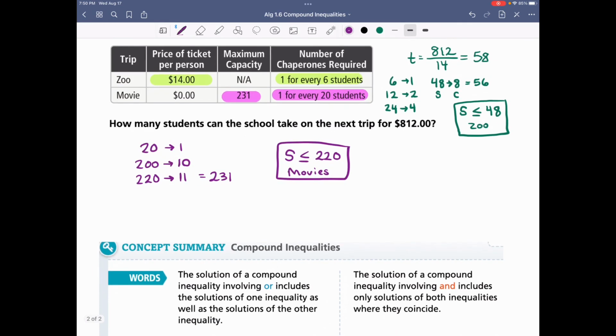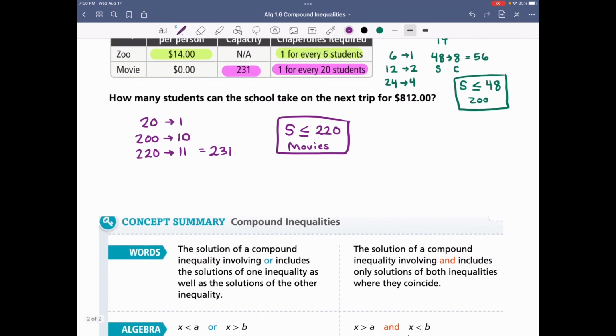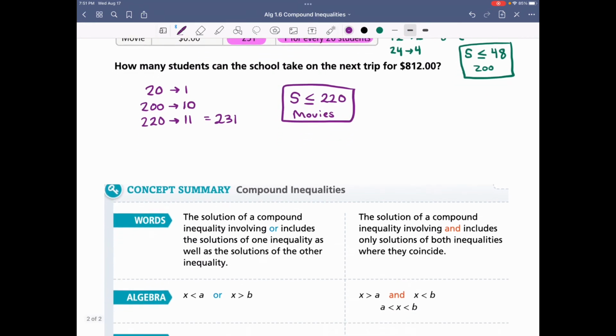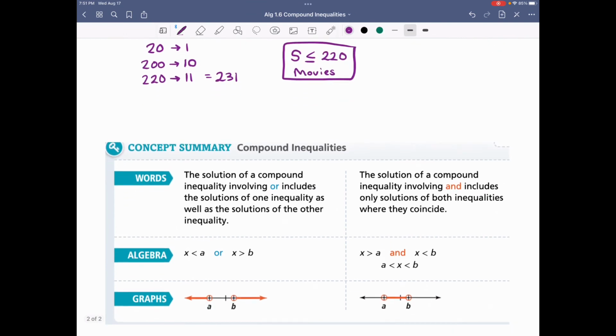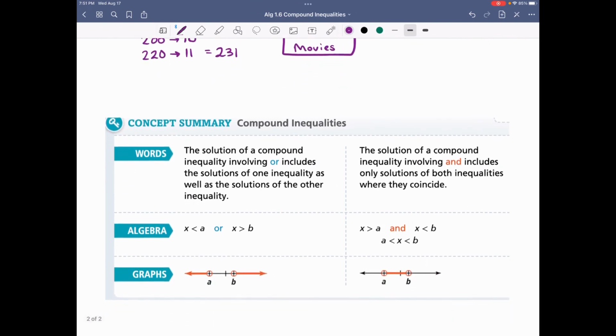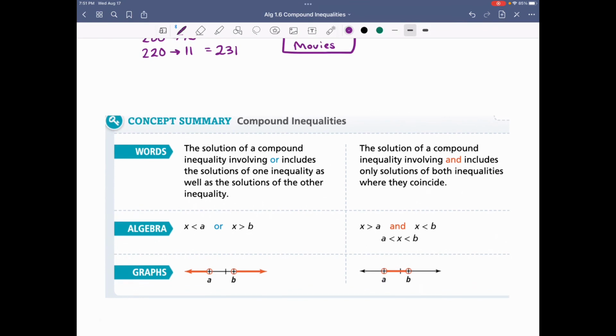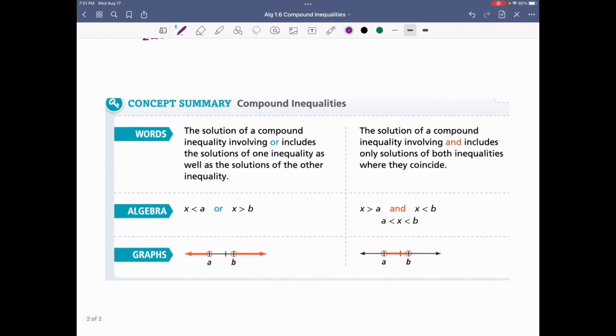And down here we have a concept summary, compound inequalities. And then the words, the solution of a compound inequality involving or includes the solution of one inequality as well as the solutions of the other inequality. The solution of a compound inequality involving and includes only solutions of both inequalities where they coincide. There is the way that looks algebraically, and there's the way that it looks as a graph. All right, that is your 1.6 compound inequality.